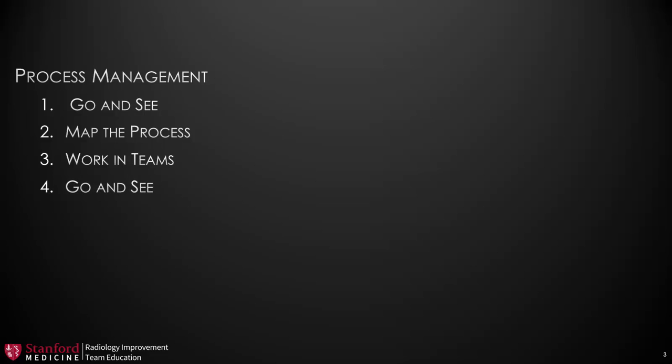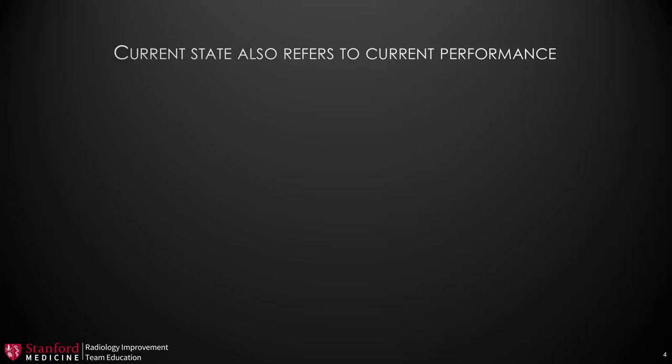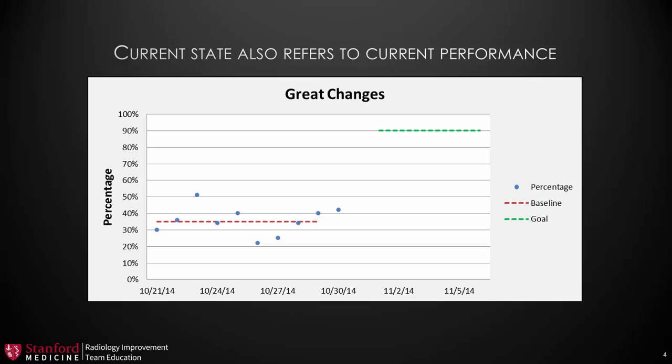After creating the process map, then we spend more time in the workplace to see how well the process map actually reflects reality. The current state, it also refers to current performance. So we want to graph current performance on a run chart or control chart. Now don't worry, we're going to get into control charts later.